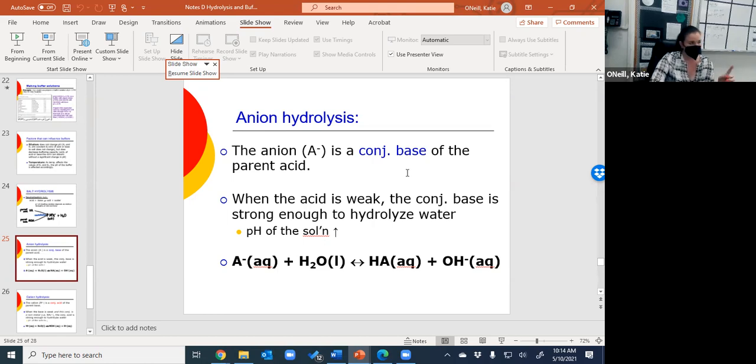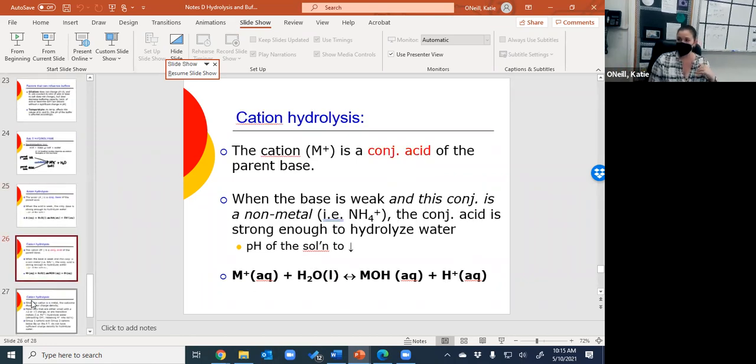It's kind of a chain of events here. You have to have a weak acid that forms a strong conjugate base, and then that strong conjugate base will hydrolyze or split the water. Hydrolysis has to do with the H and the OH breaking up. So if the anion is strong, then it'll break the bond. How do we get a strong conjugate base? You have a weak original acid.